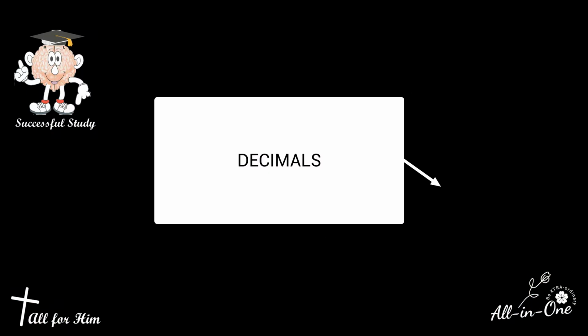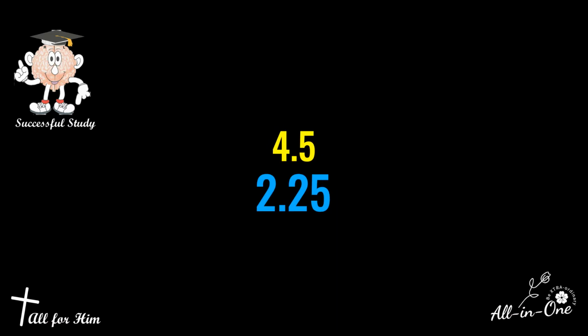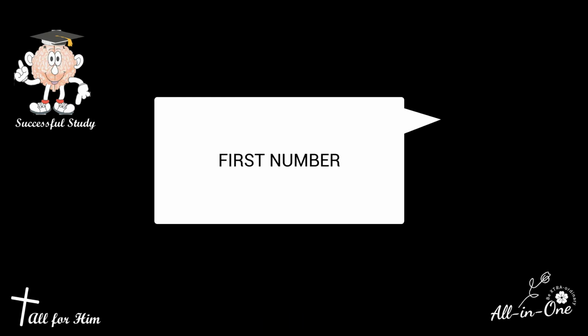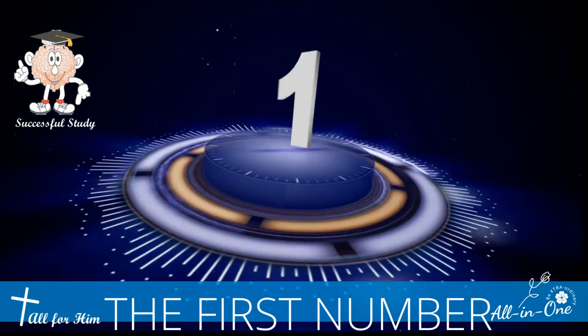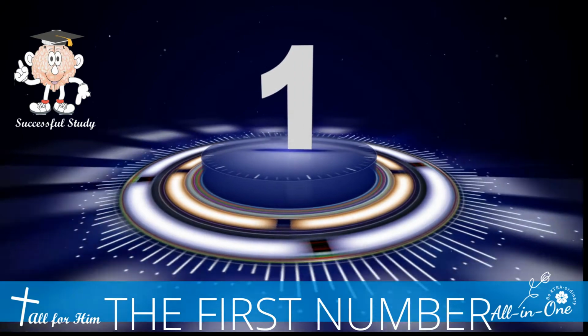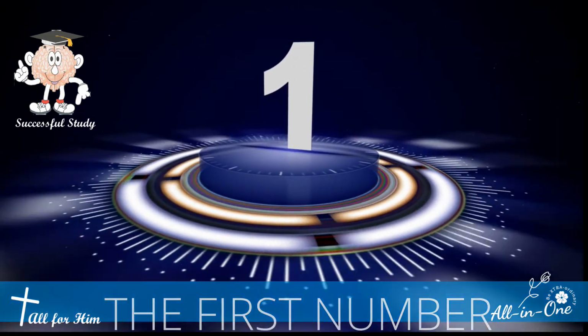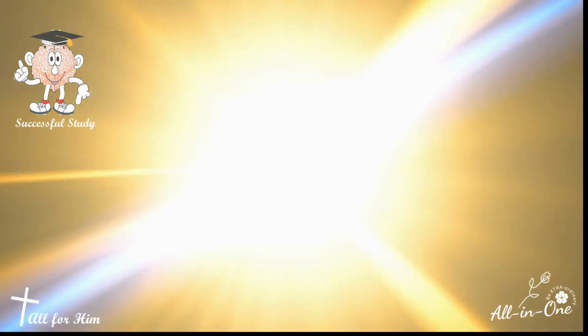Let's go to the next one, decimals. Also a tricky one. 4.5 or 2.25. Have you ever heard of the first number? That's another number. The first number is number 1. Yep. It's called the multiplicative identity.